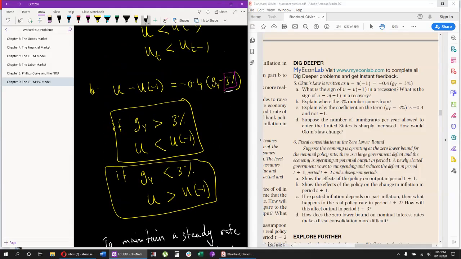This is the minimum growth rate that the economy needs to maintain a steady level of unemployment. If growth is more than 3%, unemployment will start to fall. And if growth is less than 3%, unemployment will start to increase. That's the answer to part B.